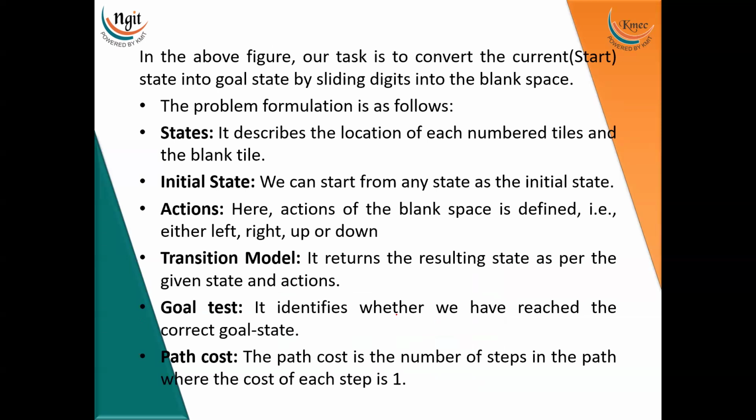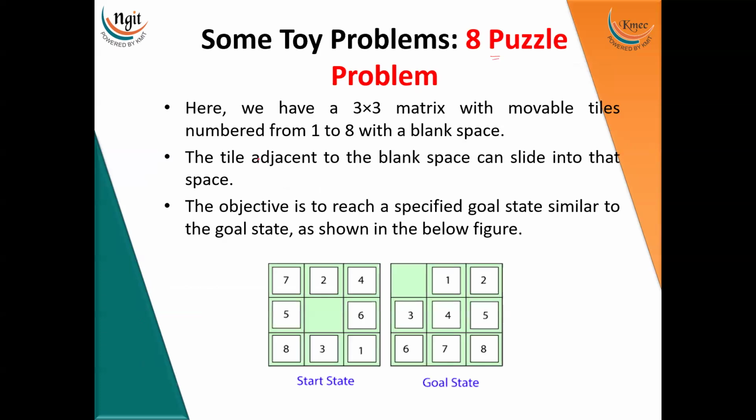So here in the above figure, our task is to convert the start state into the goal state by sliding digits into the blank space. So in this, let us define the initial state, goal state, actions, transition model, and the path cost. The state describes the location of each numbered tile and the blank tile. For the initial state, we can start from anything. So let us make this the initial state and this is the goal state.